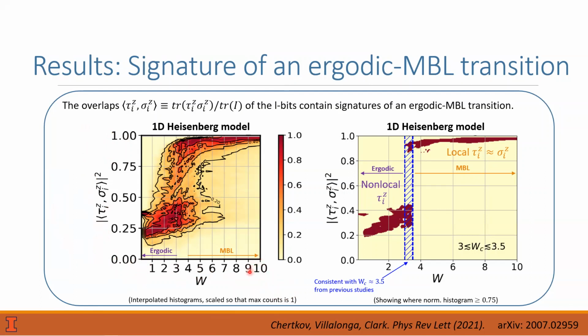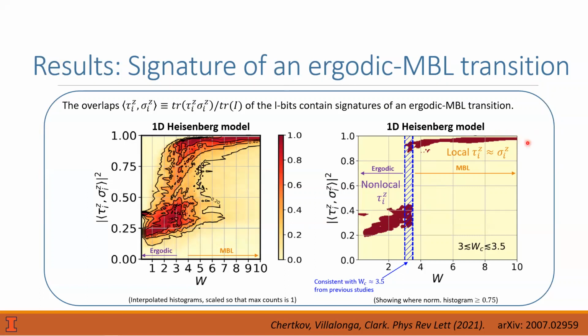Basically what you can see is that at high disorder strength, all of the L bits have very high overlap, near 1, with sigma iz. In the ergodic regime, they have very low overlap, very far from 1. On the right here, I'm showing the same plot with a cutoff applied, just to make it easier to look at.